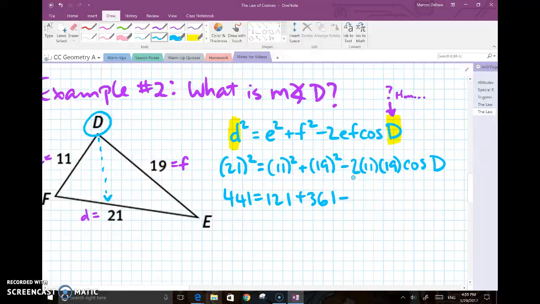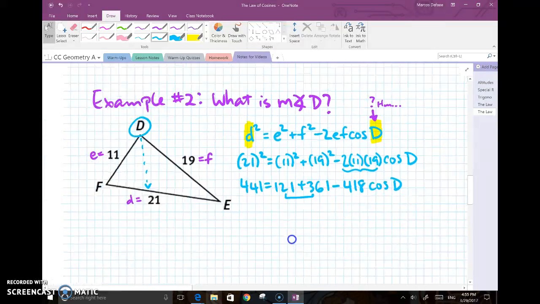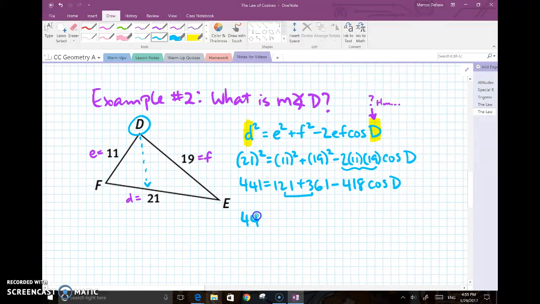Okay, and if I multiply these three digits together, 22 times 19 gives me 418 cosine d. All right, moving along, combining these two together, I'll shrink it down. I get 441 is equal to 482 minus 418 cosine d.